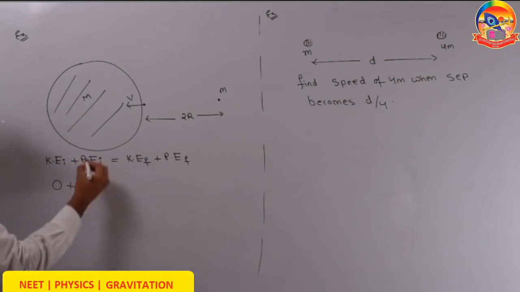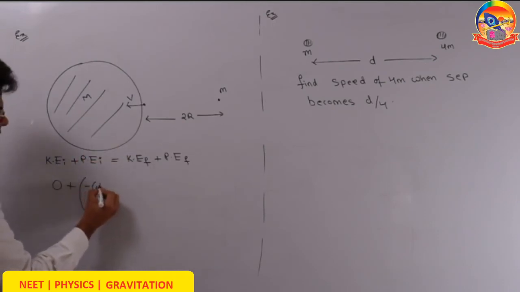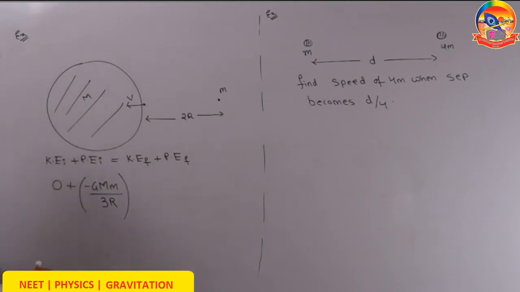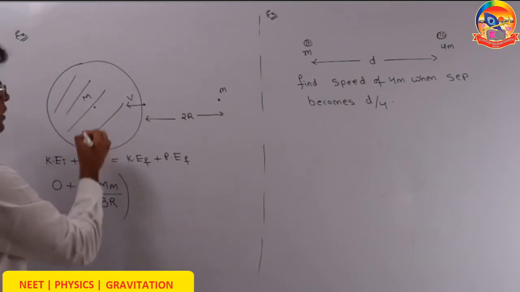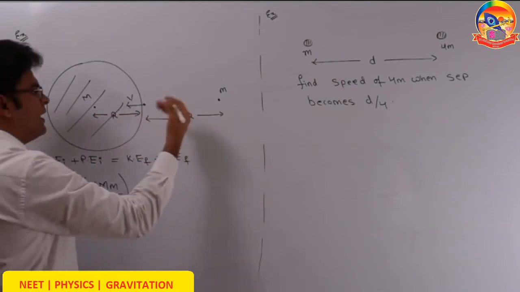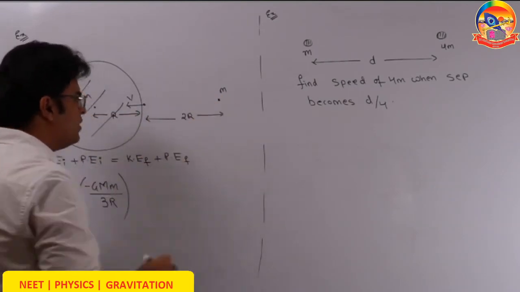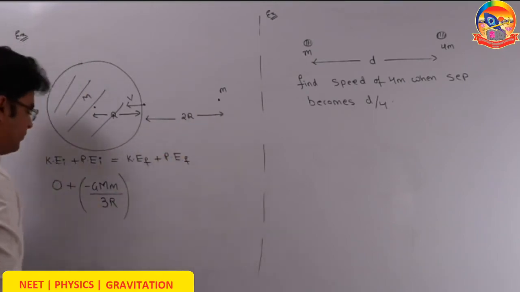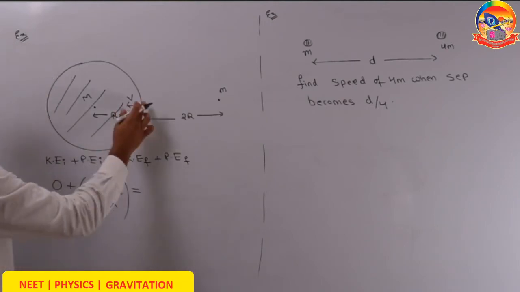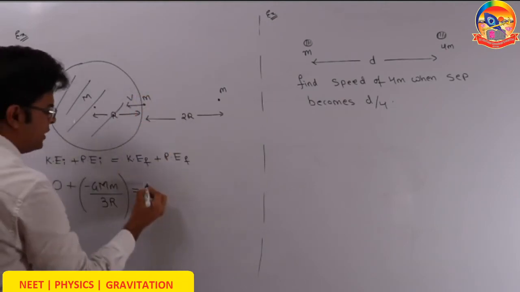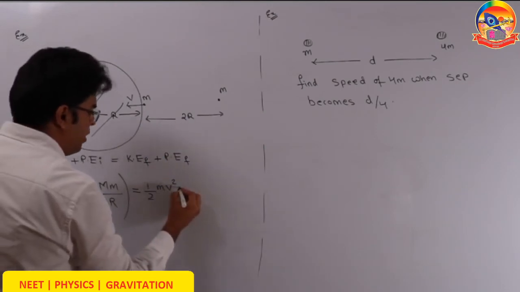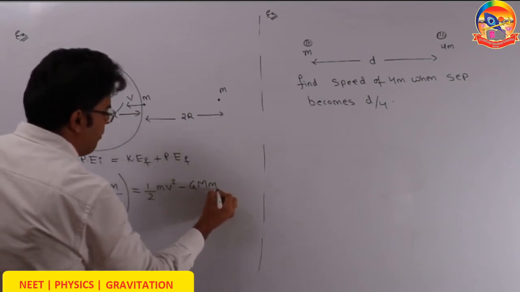Potential energy initial will be minus GMm by 3R. Why 3R? Because the distance from the center of Earth will be the radius of Earth plus the height from which it has been released, which is 2 times the radius of Earth. Just before hitting the surface of Earth, this particle will have kinetic energy half mv square and the potential energy will be minus GMm by R.